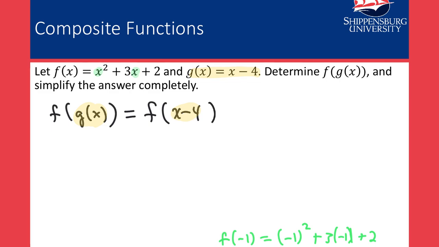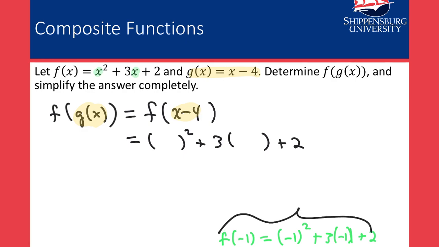So f says to take whatever you put into it squared plus 3 times whatever you put into it plus 2. Just take a second to think about how that's exactly what we did down at the bottom when we put negative 1 in place of x. The only difference here is that now, instead of x or a number, I'm going to have an algebra expression. So x minus 4 went in place of x in the expression.